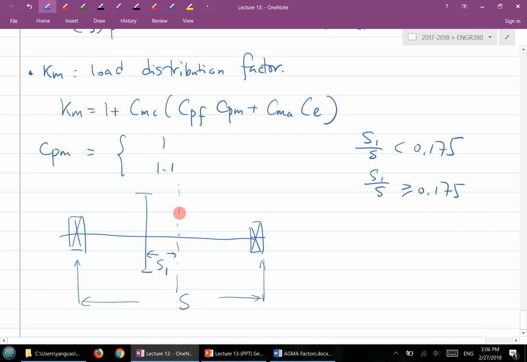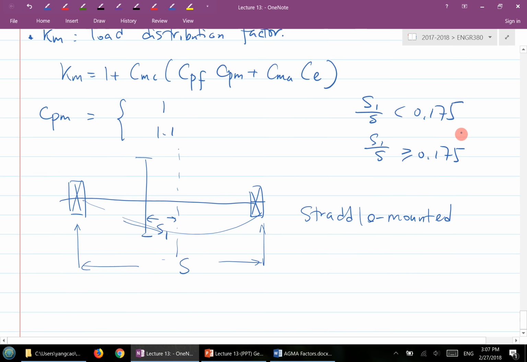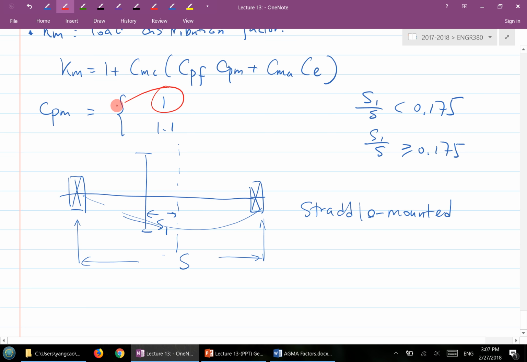One reason is that if it's right at the center line, the slope of the deflection is flat. But if it's off the center line, there is a slope due to the deflection. We call the centered case straddle mounted, like riding a horse: you mount the gear right in the middle between the two bearings. So that's CPM. In our case, we're going to assume 1.